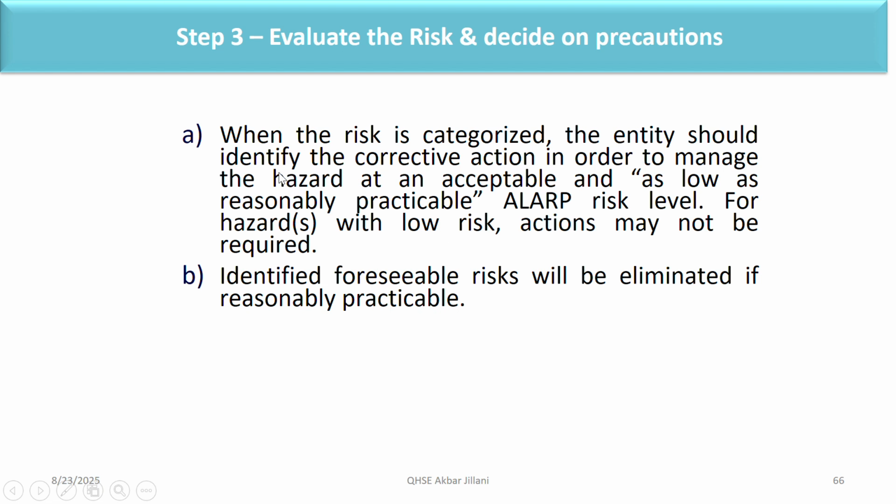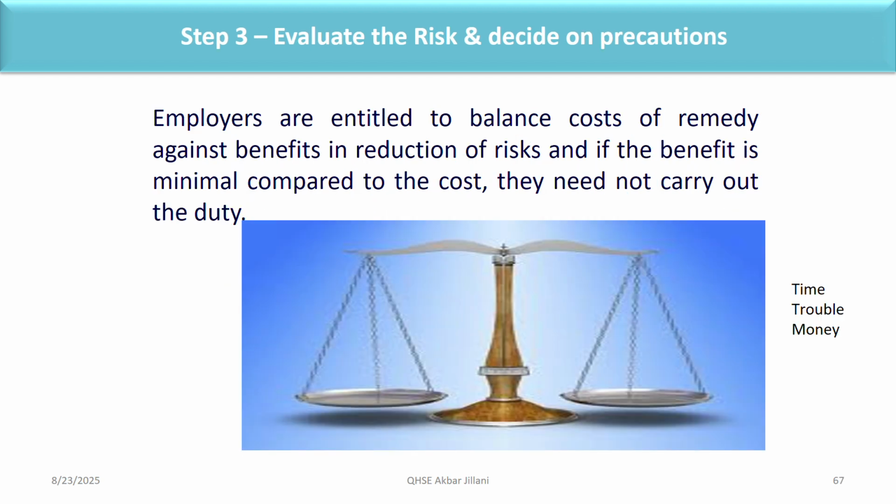Evaluating the risk. When the risk is categorized, the entity, meaning the organization, identifies the correct action in order to manage the hazard to an acceptable level, as low as reasonably practicable. ALARP means as low as reasonably practicable. Risk level: for hazards with low risk, action may not be required. Identified risk will be eliminated if reasonably practicable. Now, time, trouble, and money.